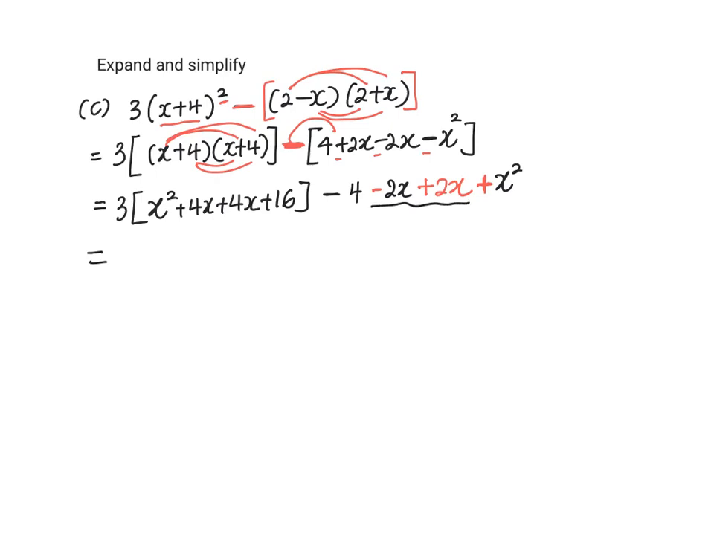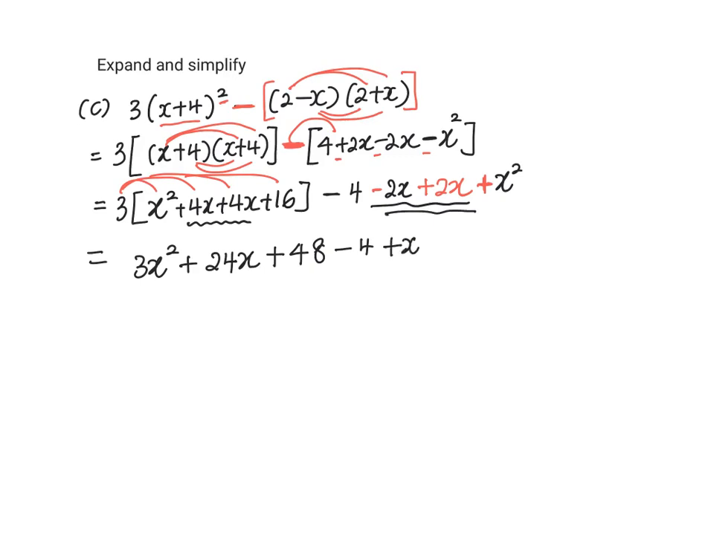Now I can multiply my 3 inside to every term. That will give me 3x squared plus these two, 4 plus 4 is 8. 8 times 3 is 24x. 16 times 3, 48. Minus 4, and then this one becomes 0 over here, plus x squared. So eventually I'll get a 4x squared plus 24x plus 44. And then this is the final answer.